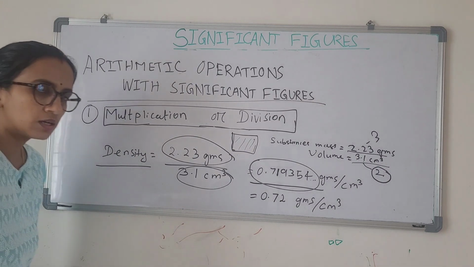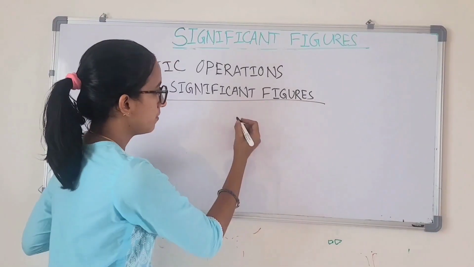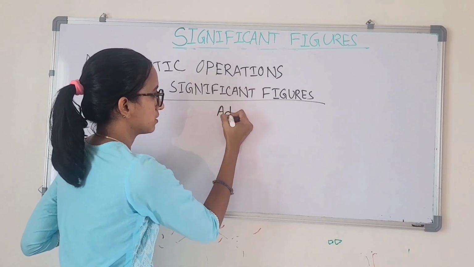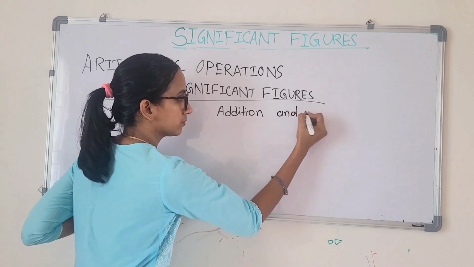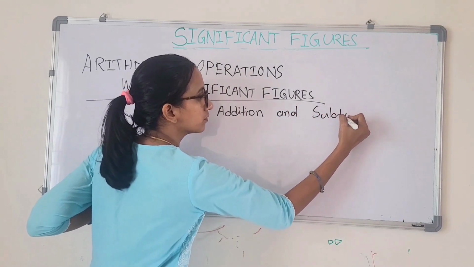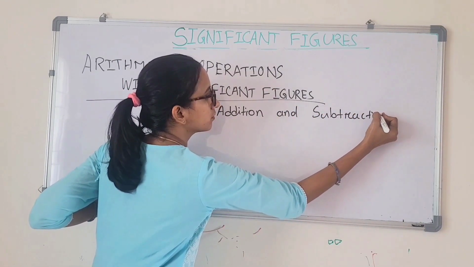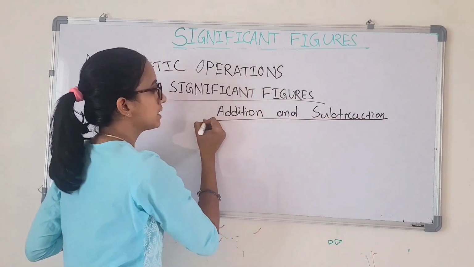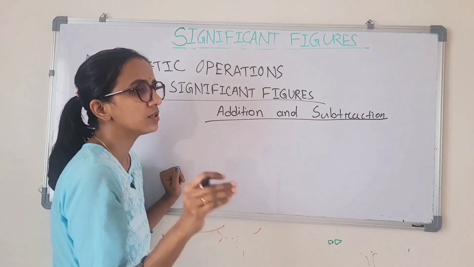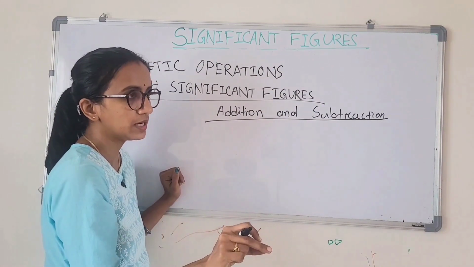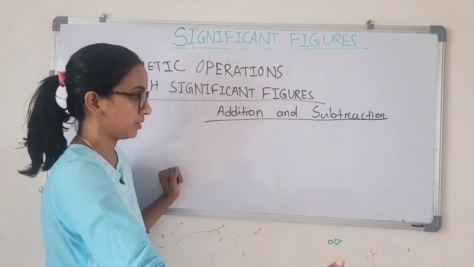We will learn rounding off later. In addition and subtraction, we have to see which data has the least number of significant digits after the decimal.